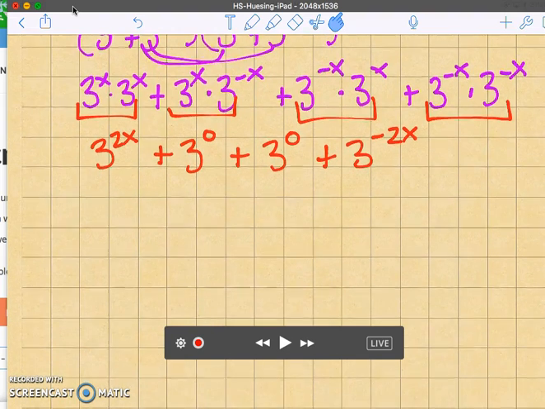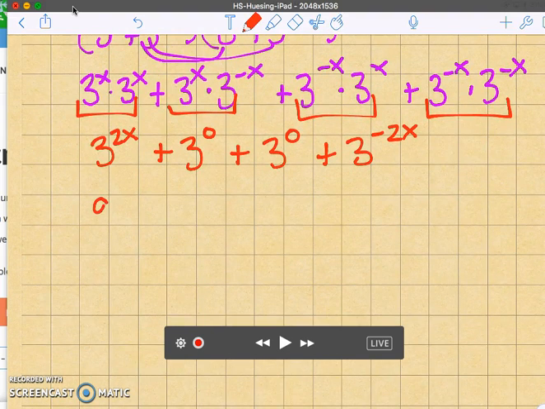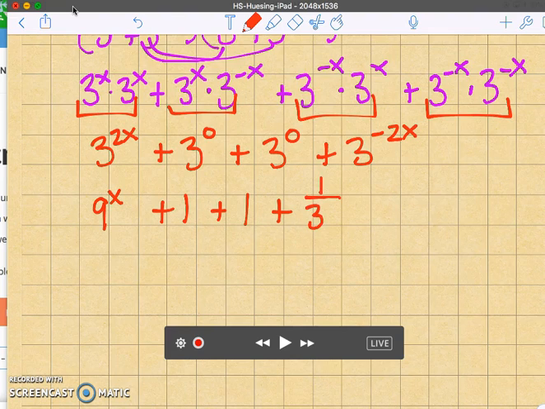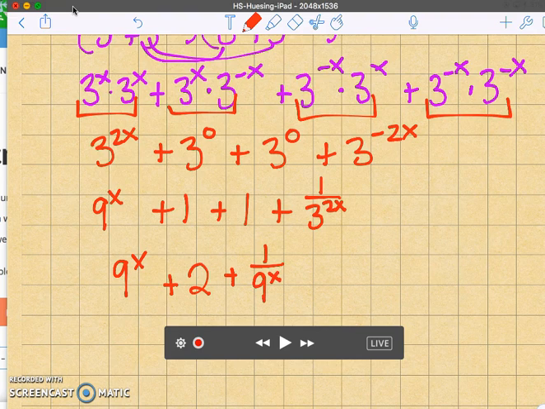So simplifying this here, 3 to the 2x, so that's 9 to the x. Anything to the 0 power is 1, anything to the 0 power is 1. Plus, so this would be 1 over 3 to the 2x. So this is 9 to the x, plus 1 and 1 is 2, plus 1 over 3 squared is 9 to the x.